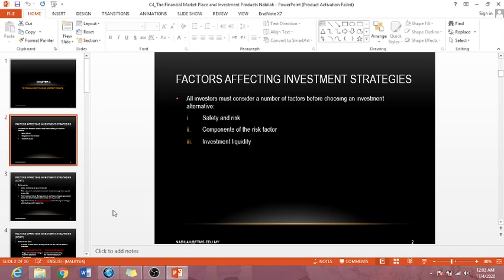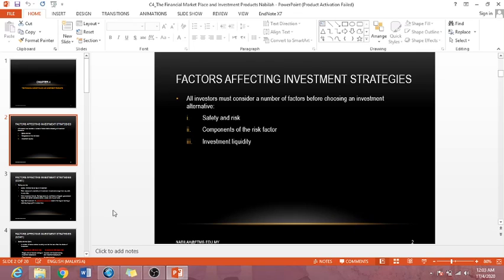Now we will learn about the first factor, which is safety and risk. Safety is about how safe your investment is, how risky your investment is. Safety is about minimal risk or loss in investment, meaning you want to minimize the risk or loss in that investment. Risk is the measure of uncertainty, so the point here is about uncertainty in your investment, which we call risk. The range of risk is between very safe and very risky.